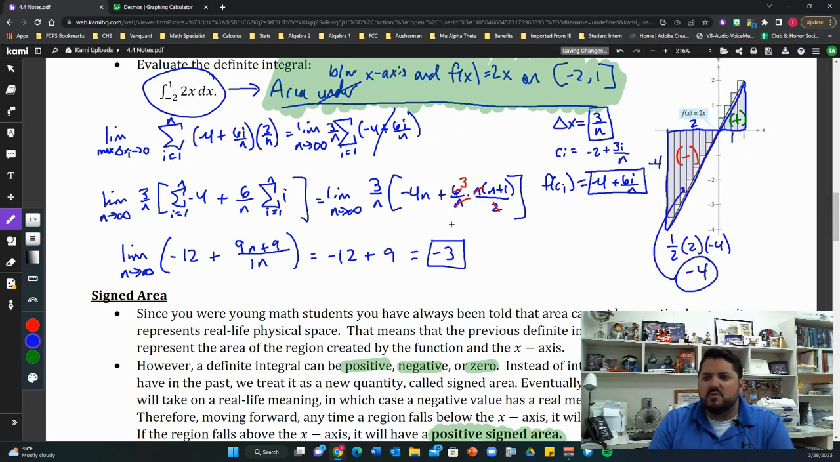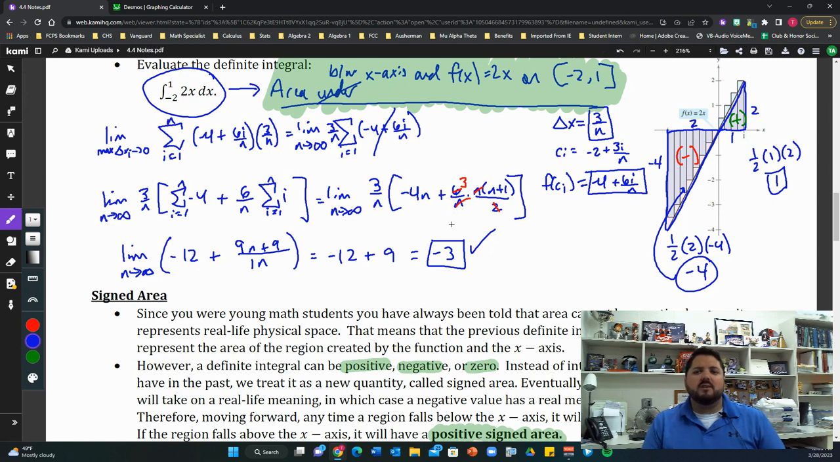This guy has dimensions 1 by 2 units, and it's +2 because it's going up from the x-axis. So 1/2 times 1 times 2 is a signed area of +1. Those two combined give me that -3 total. So it is a little bit different way of thinking about area in terms of what you guys have learned in the past, but wrapping your head around that now and just treating it slightly differently will make an easier transition for us when we get to the real-world application problems.